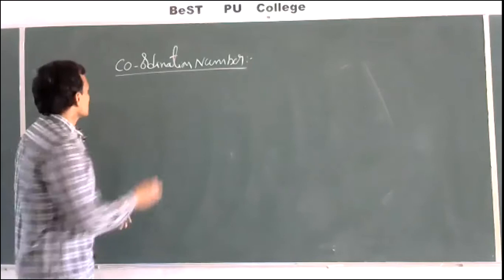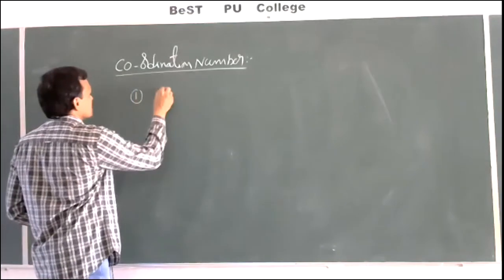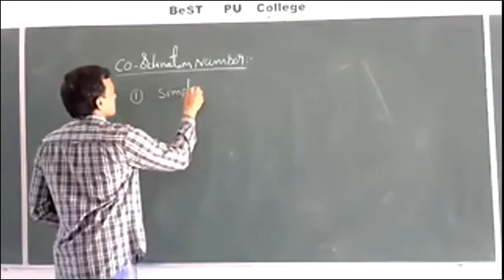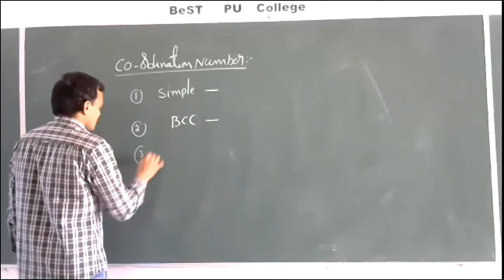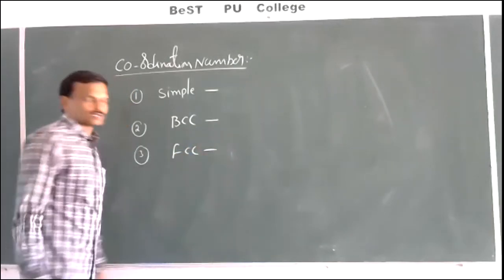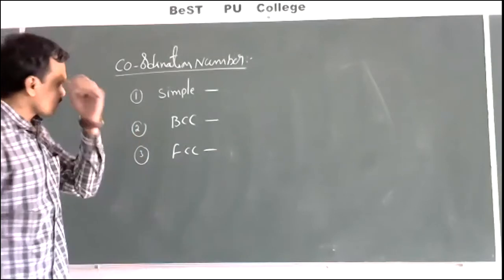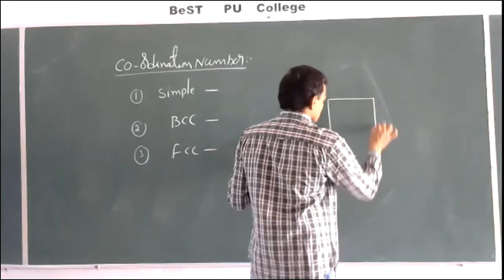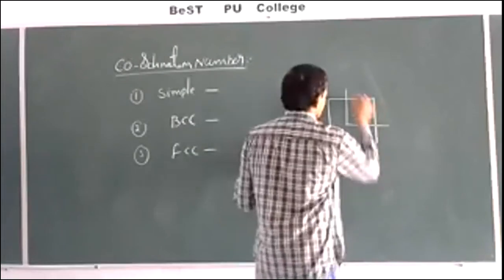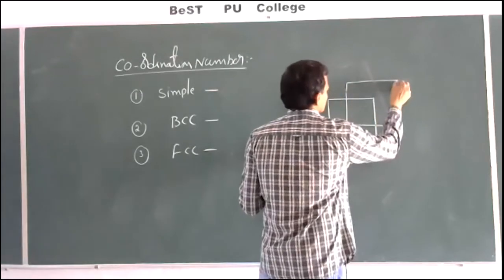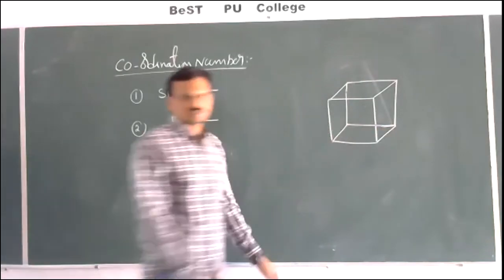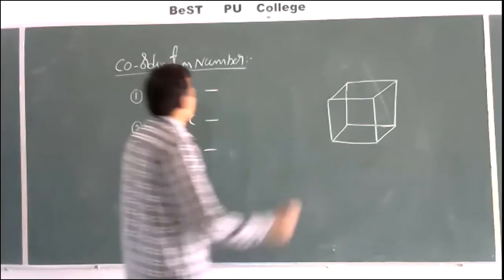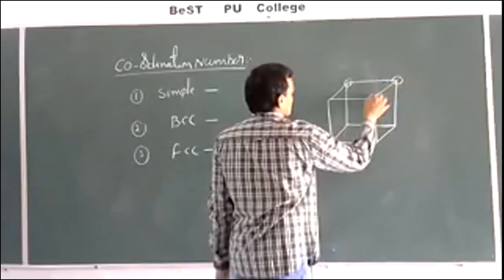So right now we have discussed three types of cubic systems. The first is the simple cubic lattice, the second is BCC, the body centered cubic lattice, and the third is FCC, the face centered cubic lattice. Let us see what the coordination number of these lattices is. Take one cubic system here. So this is a cubic system. Now, if you take a simple cubic lattice, the particles are present at the corners like this.